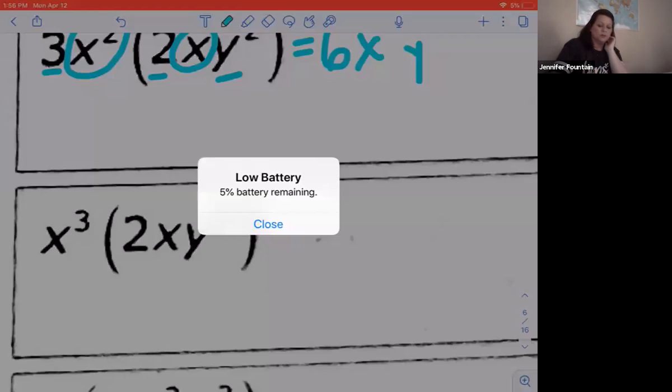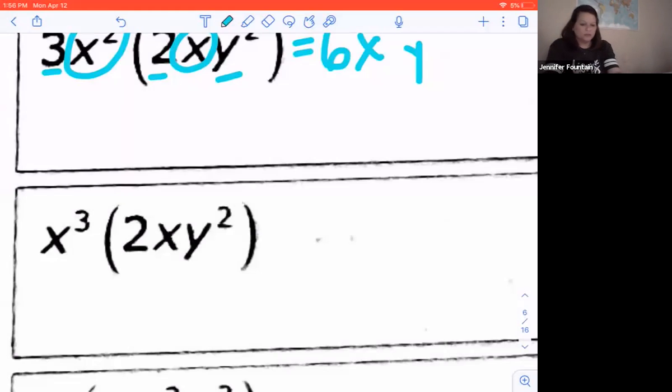So what do I know? Why is my thing not charging? That's my plug. Let's see if that's charging now. Mm-hmm. There we go. All right, so what is my answer? What is my coefficient? What is my number?